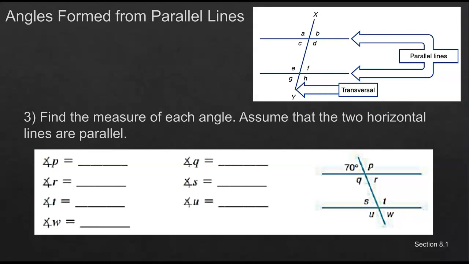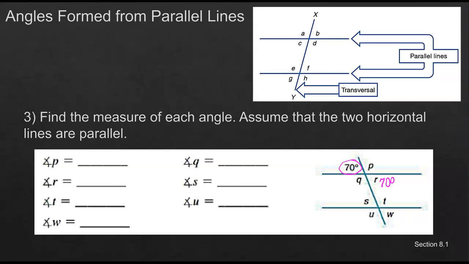So the angles formed are going to be equal depending on where they're located. In this case, we're showing 70 degrees here. And that means that we have several angles in this drawing that are going to be 70 degrees. We have the vertical one, R, that's 70.